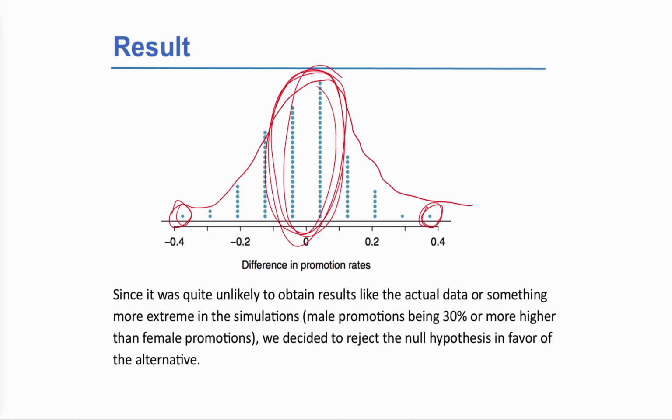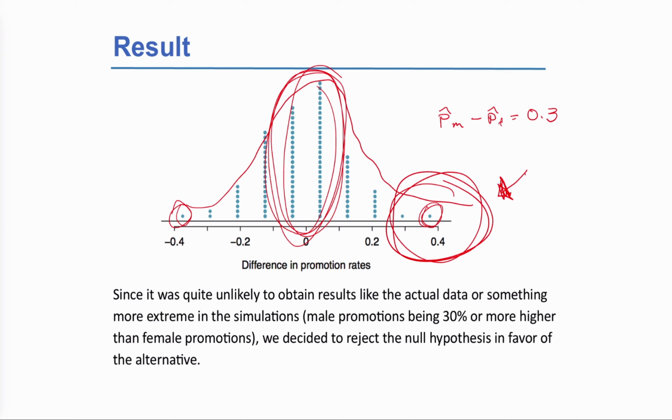Right? The promotion difference that we got was that p hat male minus p hat female was 0.3. So what is the probability of getting a difference of 0.3 or higher? Not very much, right? Based on our simulation, if there is no difference in the promotion rates, it would be very unlikely for us to get a difference of 0.3 or higher.